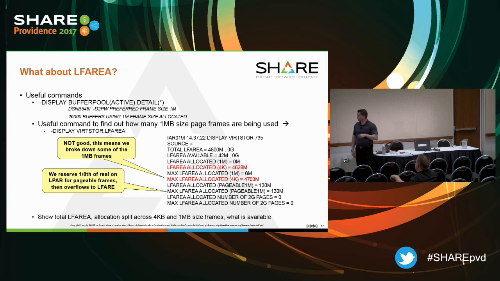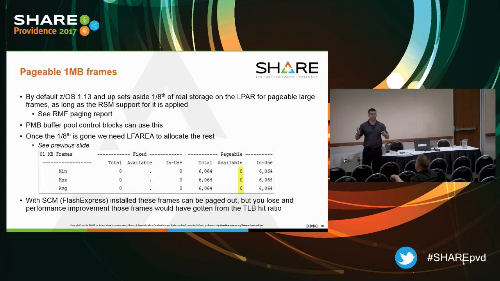And then you'll see LF area allocated pageable 1 meg. This guy has 130 meg of control blocks back there, and that's perfectly fine, working as designed. So if you oversize LF area a little bit, give some padding to grow on, then you might be able to back some of the control blocks there.